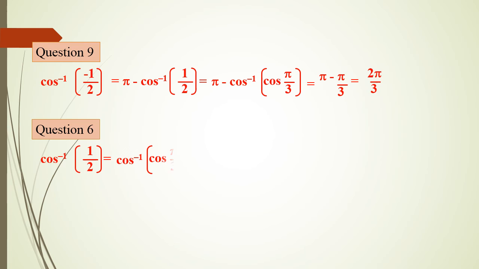Okay, next, cos inverse of 1 by 2. Here the angle is not at all given in terms of a negative value. It is positive only, so no need to worry about it. So cos inverse of cos pi by 3, in the sense it is 1 by 2. Now cos inverse and cos both are gone, pi by 3 is remaining. This is the principal value of cos inverse 1 by 2.